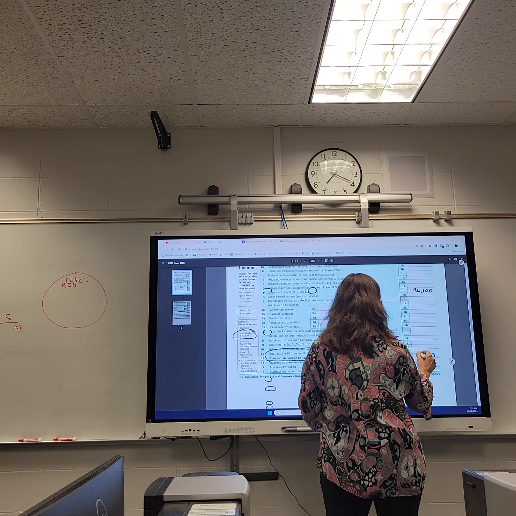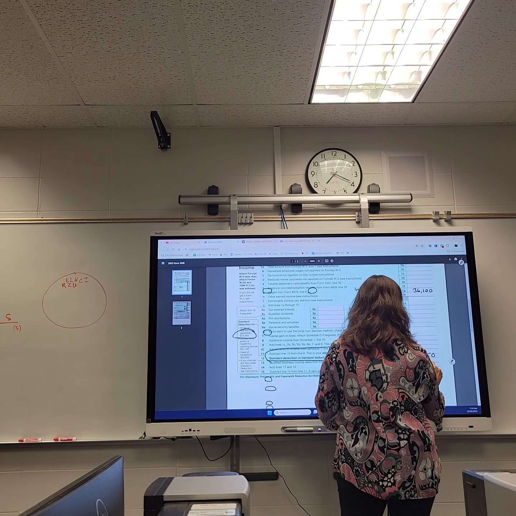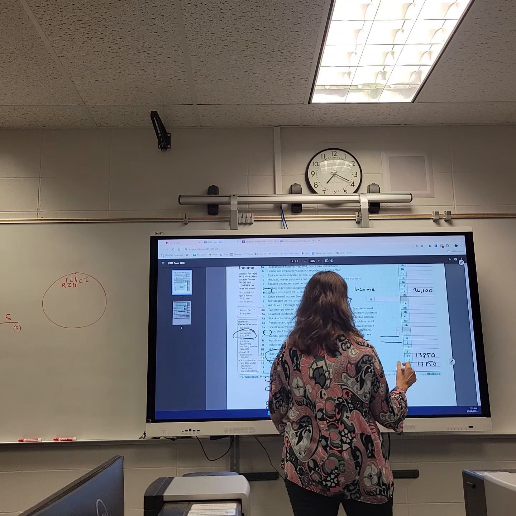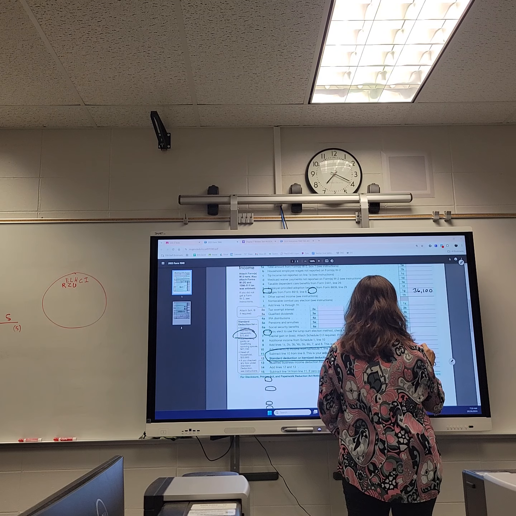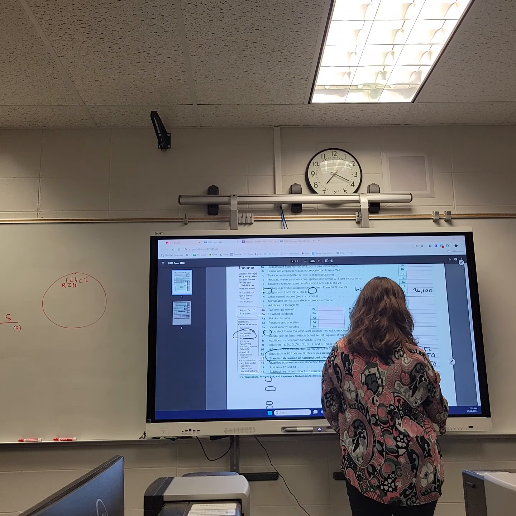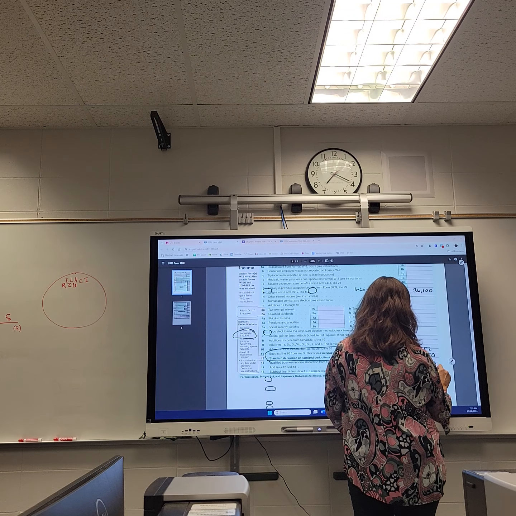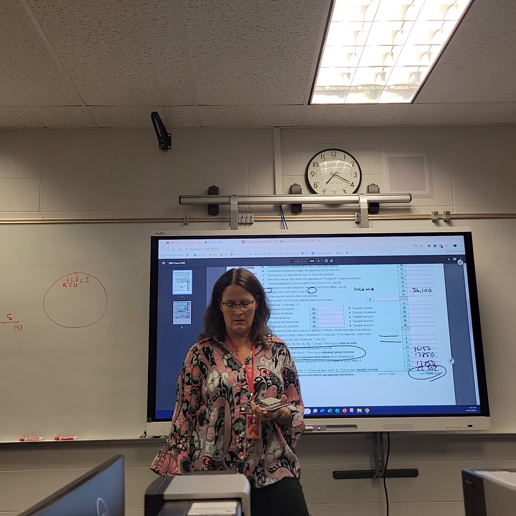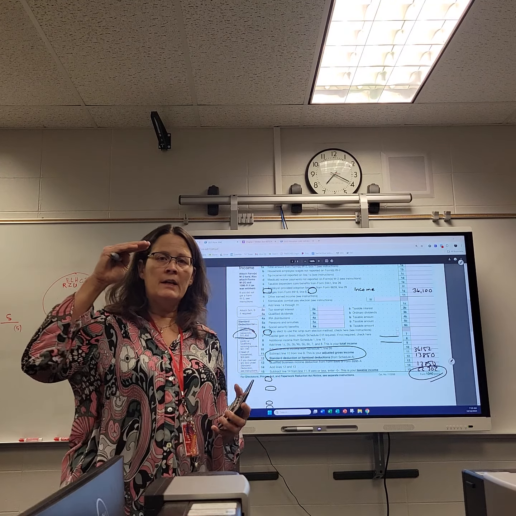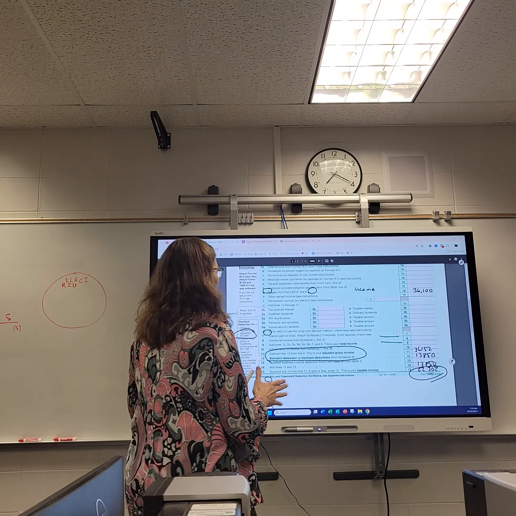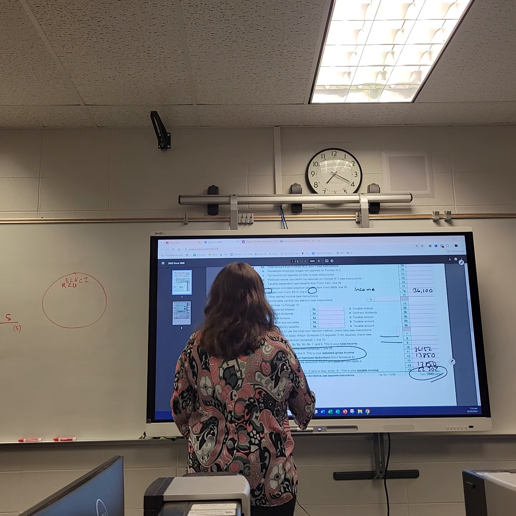It says add lines 12 and 13, so 13,850. And then it says subtract line 14 from 11. So 11 was the 36,152, and the difference is 22,302. Now, this is what the person is going to pay tax on, their total income minus the standard deduction. So then you're going to go to the other side.